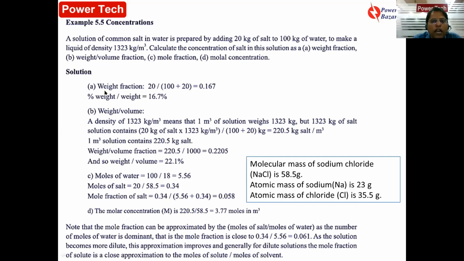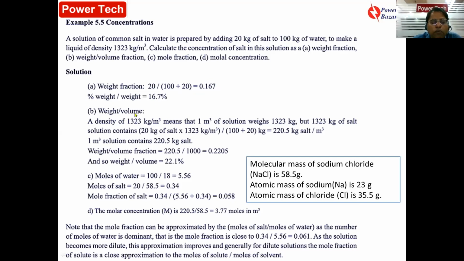Now let us assume the basis of kg. What is the weight fraction? 20, and the solution is 100 kg plus 20 kg. So 20 by 100 plus 20, that is 0.167. This is the weight fraction on a per unit basis. So on a percentage basis, it becomes 16.7%.